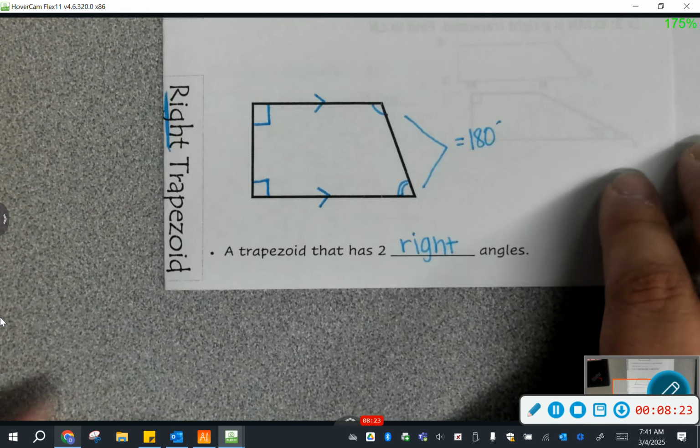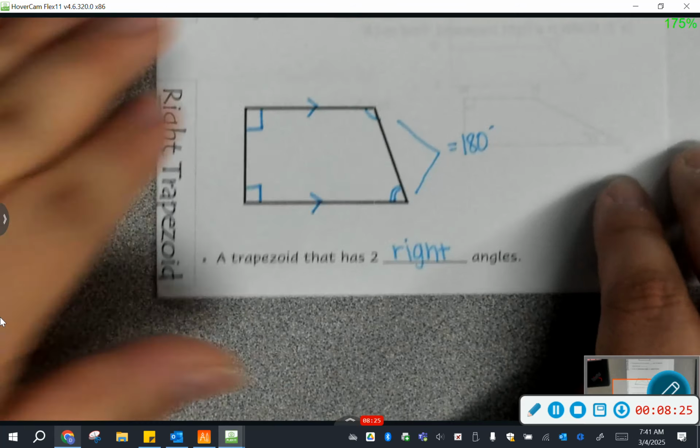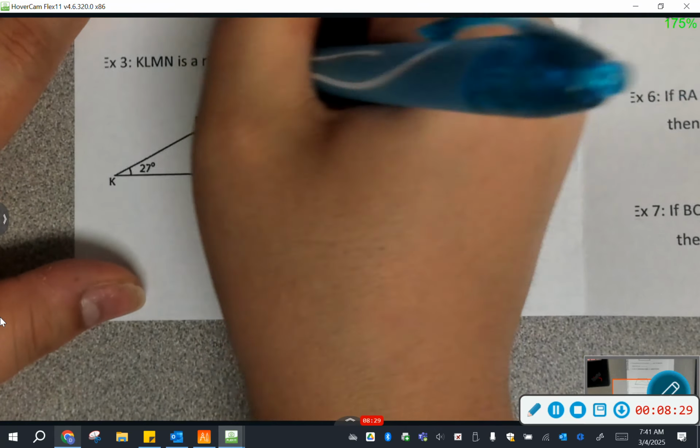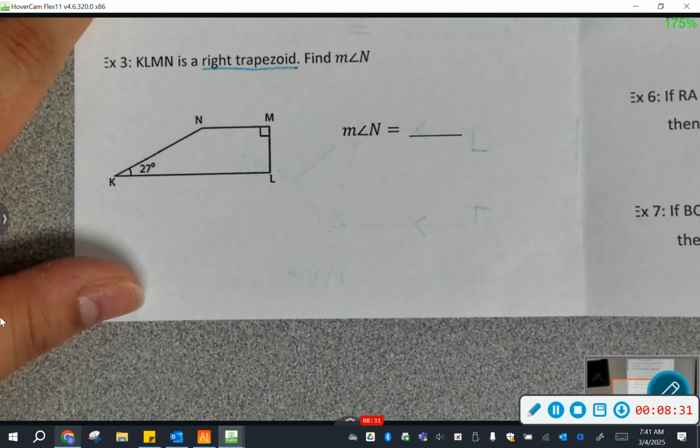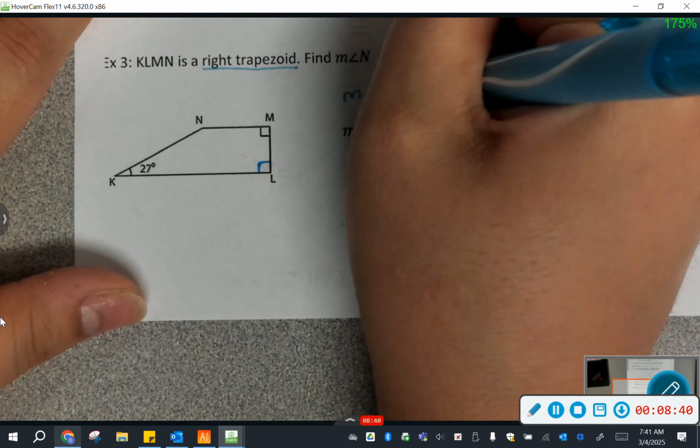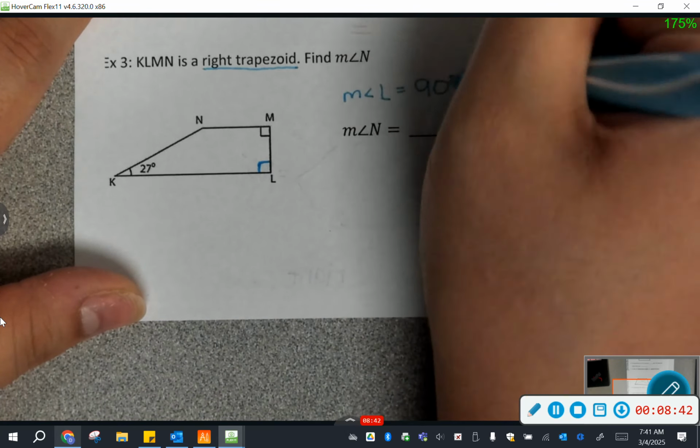All right, open up. It says this is a right trapezoid. What do I automatically know? There's two right angles. Where's the other right angle going to be? L. Can everybody add in here? I don't know why it doesn't have it. The measure of angle L is 90 degrees. Add that in.